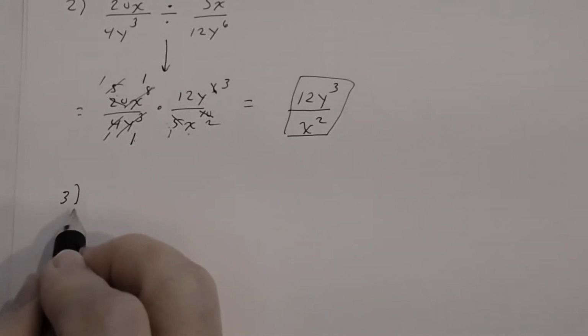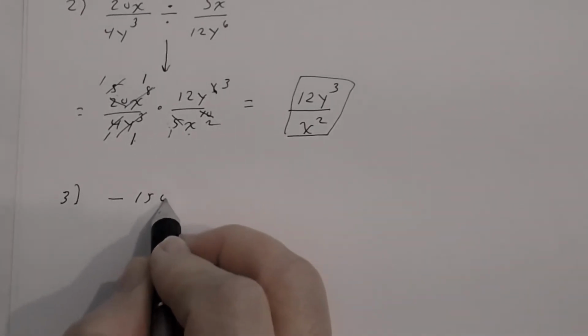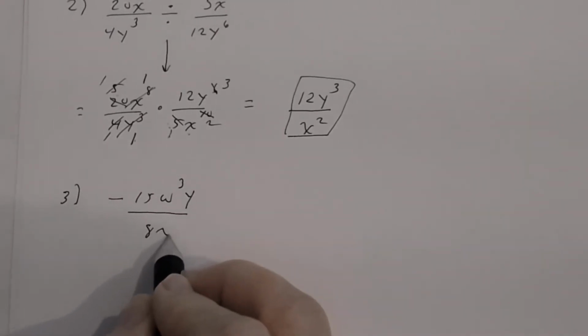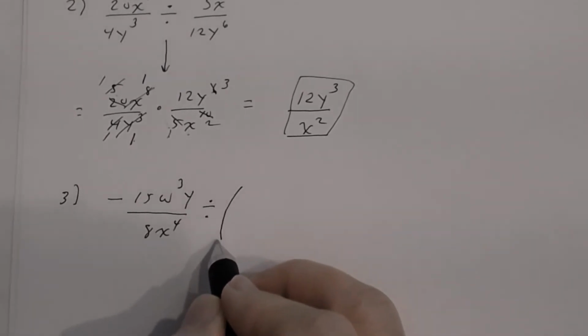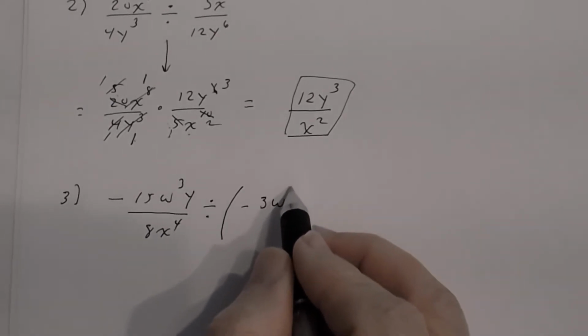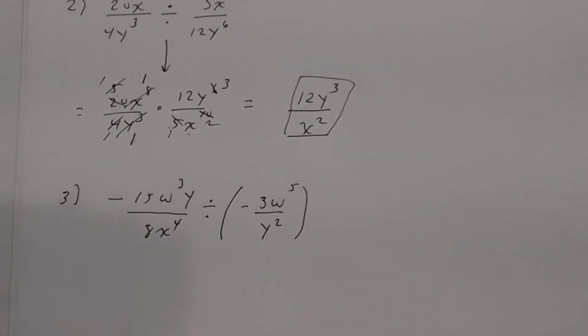Number 3, we have negative 15w cubed y divided by 8x to the fourth, and that's being divided by, I'm putting this in parentheses because it's negative, negative 3w to the fifth divided by y squared, okay? There's no reason why I put that in parentheses other than it's negative. If I had the parentheses off, some of you might get confused and think that I'm subtracting, but you're dividing by a negative. That's the only reason.